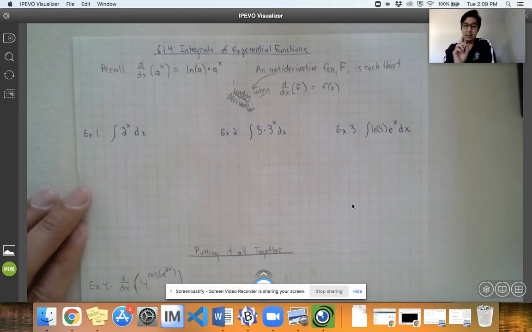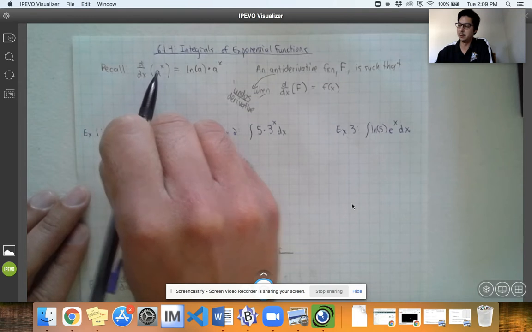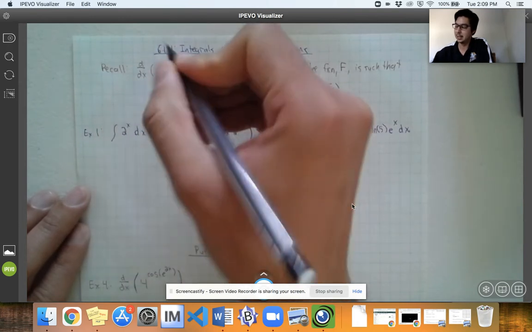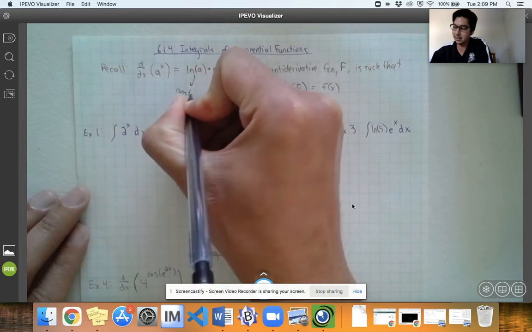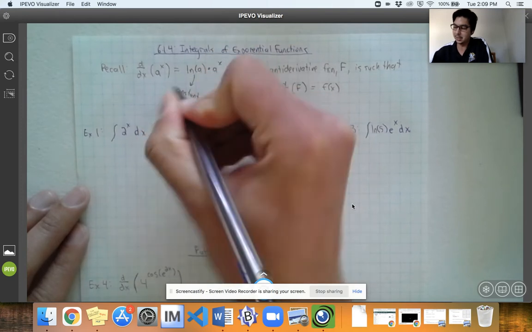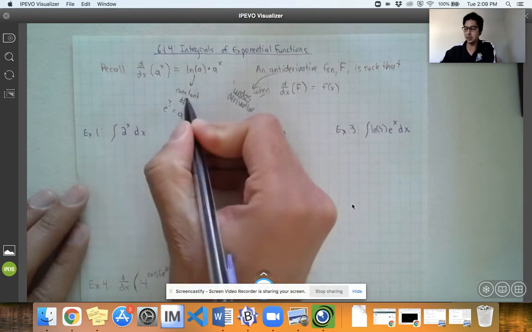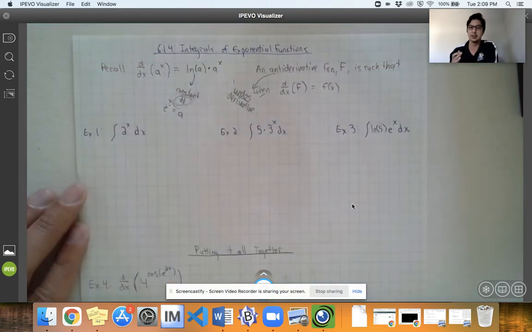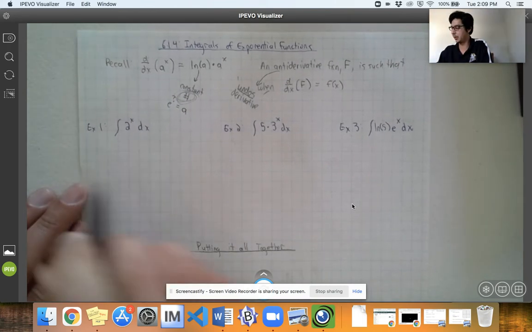Now, the other thing to think about that's going to help you is notice that when we take the derivative of an exponential, we get the natural log of a times a to the x. Now remember that natural log of a, well, that's just a constant. This is just a number. This is saying e to what power is going to give me a. So this is just a number. All right, so it's a stretch factor, if you might call it. Okay.